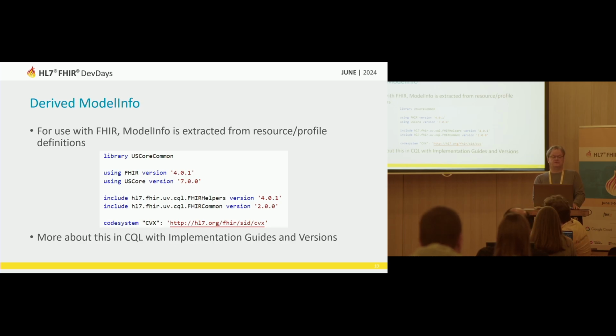So derived model info, for use with FHIR, we actually extract from the resource profile definitions the model info. We actually generate that. So there's more about this in CQL with implementation guides and versions. We'll talk about that on Friday, especially the bit about versioning so that we can bring in multiple versions of the same implementation guide and talk about data from different versions of US Core, for example.